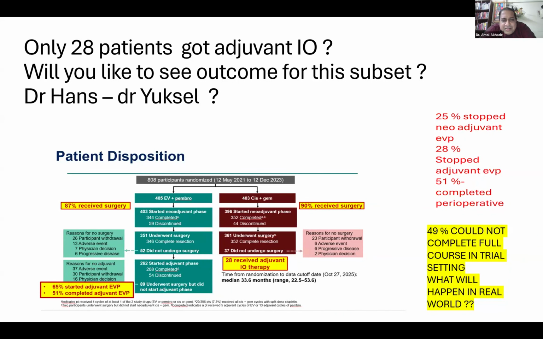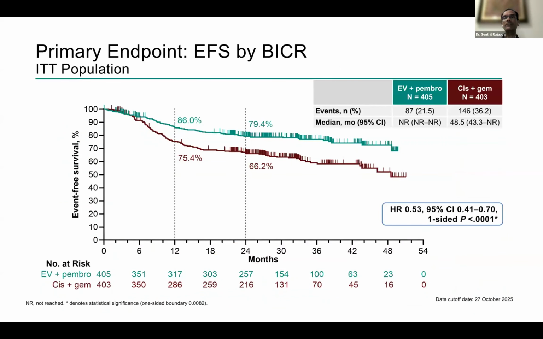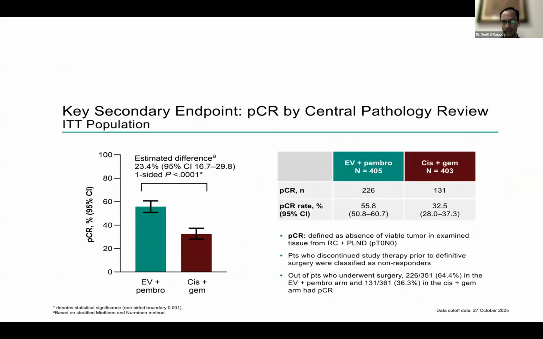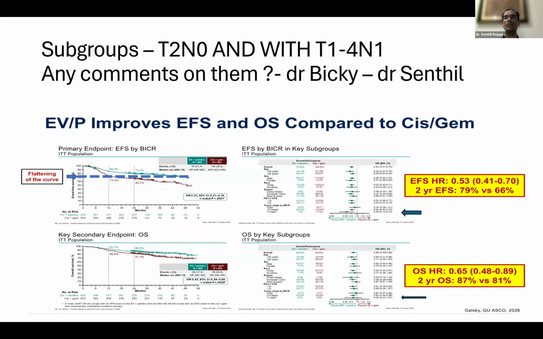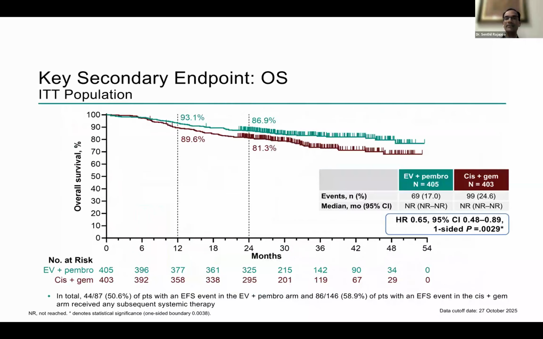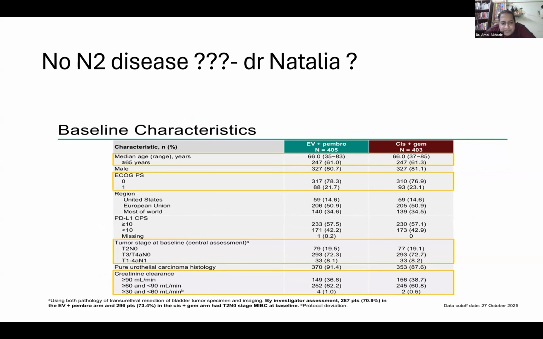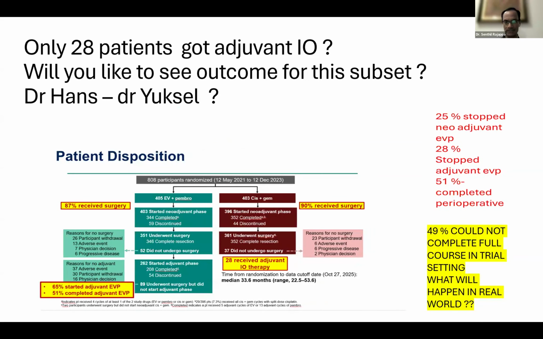Dr. Senthil, your thoughts about the control arm and only 28 patients receiving adjuvant IO? I agree with Dr. Yüksel that this is probably not the best arm, but it is one of the arms that many of us still use in practice. For example, in our own country, a lot of patients can't get durvalumab. So if most patients can't get durvalumab, the real world standard of care ends up being gemcitabine and cisplatin. We would have loved to see Niagara as the control arm, if not Niagara, at least the KEYNOTE-264 study as the control arm. But unfortunately, at the time this study was conceived, it's probably not the standard of care.